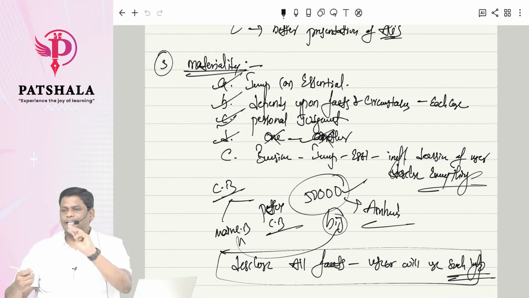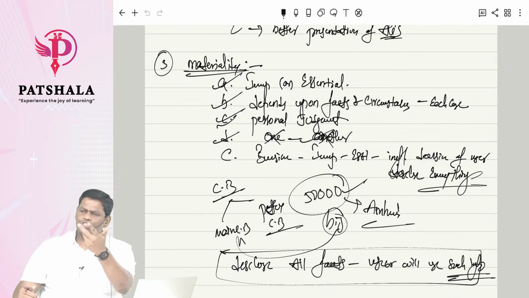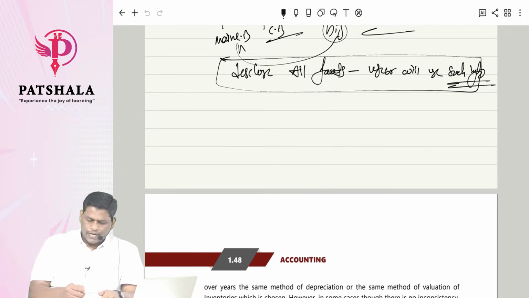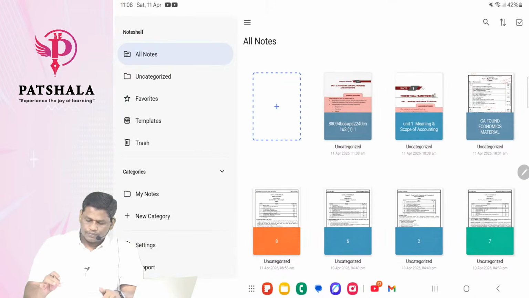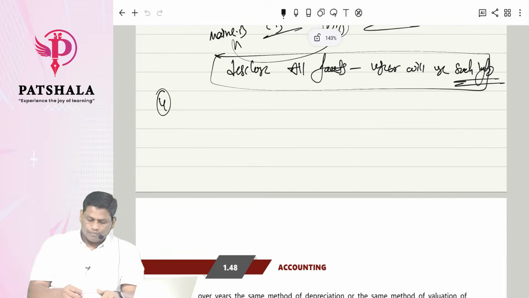That's it. These are the three great conventions we have. One more which is not there in your book, I'll tell you, just write down that. Okay? Right. Fourth one. This is not there in your book. Full disclosure.